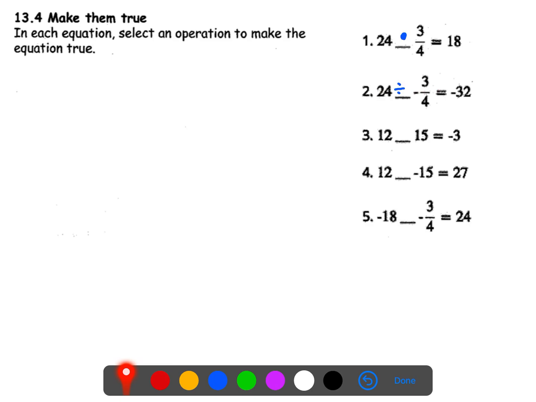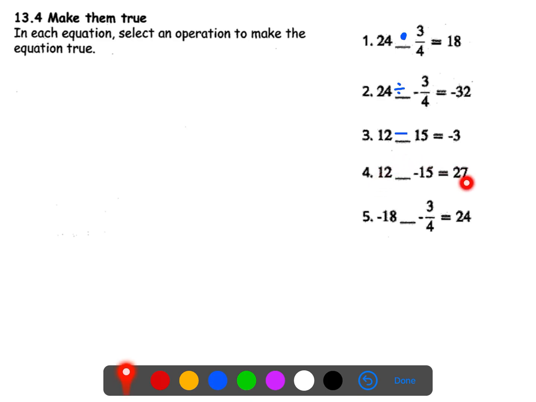Let's look at the next one. Going from 12 down to -3. We're losing a lot of value there. We definitely wouldn't add 15. We wouldn't multiply, because multiplying two positive numbers gives us a positive result, and same for division. So the only thing that would work here would be subtraction.